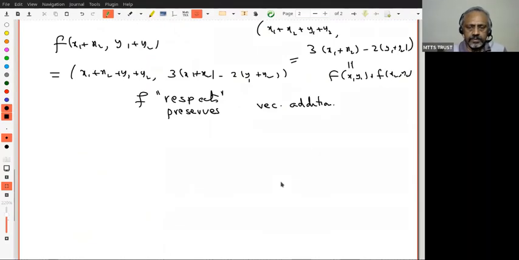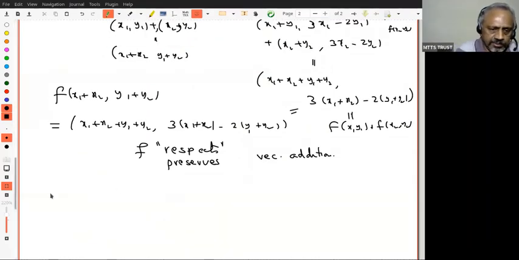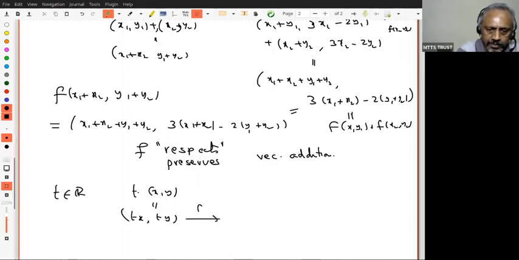Now what is the next one I have to check? I have to check scalar multiplication. Take t in R, then t dot (x, y) will be (tx, ty). So under f, where does it go? It says add the x and y coordinate, that is tx plus ty, and the next one will be 3 times the first coordinate, that is 3tx minus 2ty.